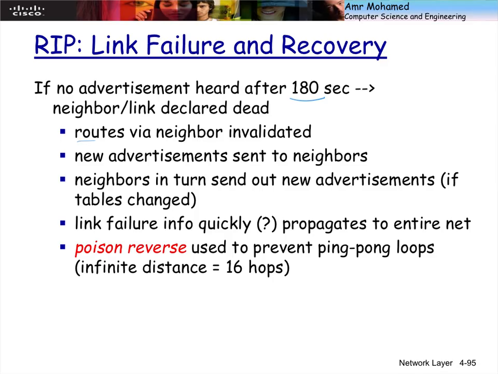So routes via this neighbor have become invalidated, and we have to use the poisoned reverse, as we said before, to prevent the ping-pong loops, as we have discussed before. And the poison value in that case is 16. So we don't use infinity, we use 16, because 16 for RIP is actually infinity, because the maximum number of hops is actually 15.